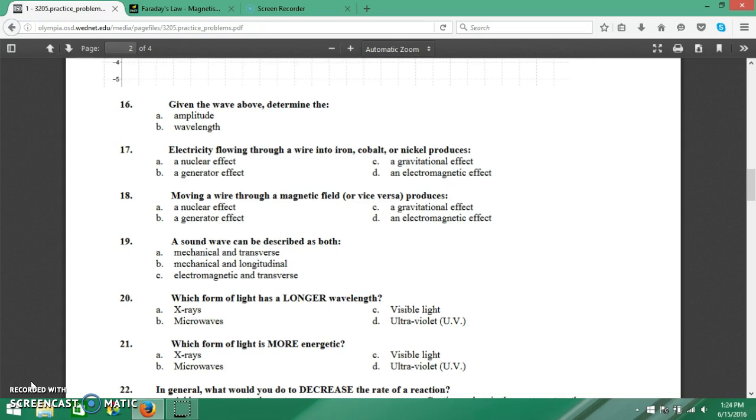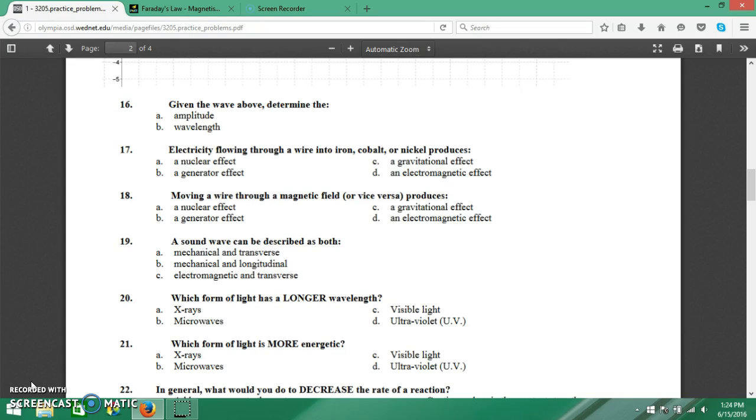So in terms of the effect, you might read those four options and not really have a clue. Your book does talk about this, and the wording is pretty similar here as well. Electricity flowing through a wire into elements or materials that are ferromagnetic can produce a magnetic field. So that's the electromagnetic effect. So it's D, and that's all that's saying. Again, I'll try to reword that in another way.